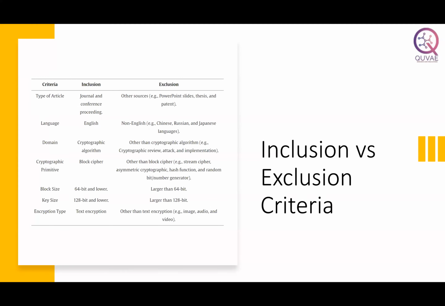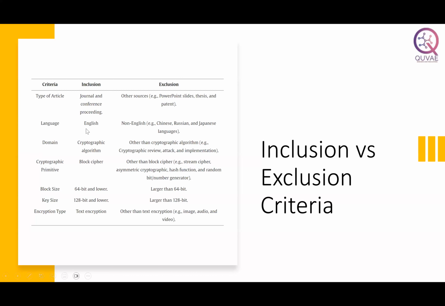This is an example of inclusion and exclusion criteria. First, you have to identify the criteria of the studies, papers or articles. You can put the type of articles, what kind of database articles you want, whether you want journals and conferences, or maybe just journals, or maybe journals, conferences and also books. So it depends on your study. As for exclusion, maybe you can avoid things like PowerPoint, thesis or patent, so you have to discard them from the list.